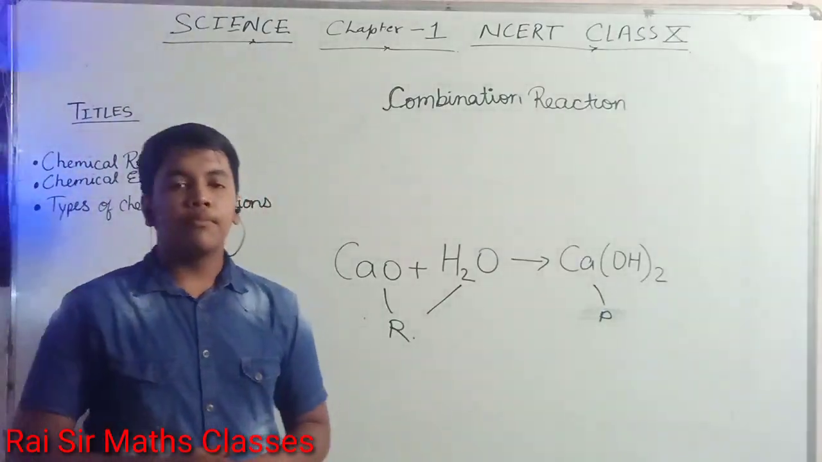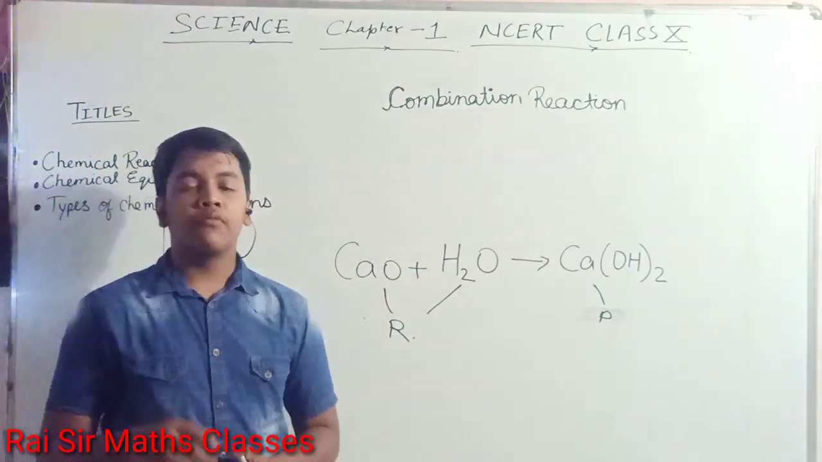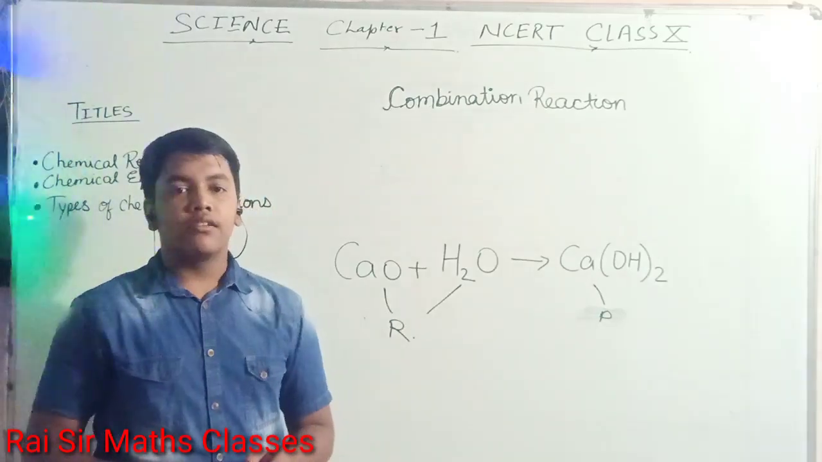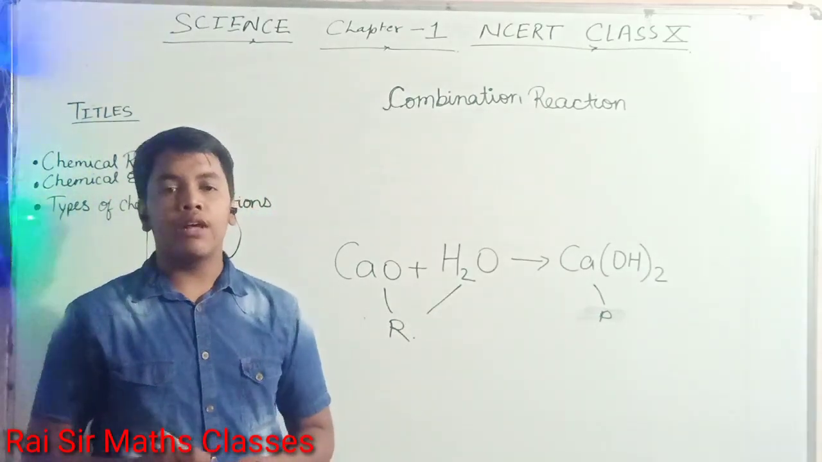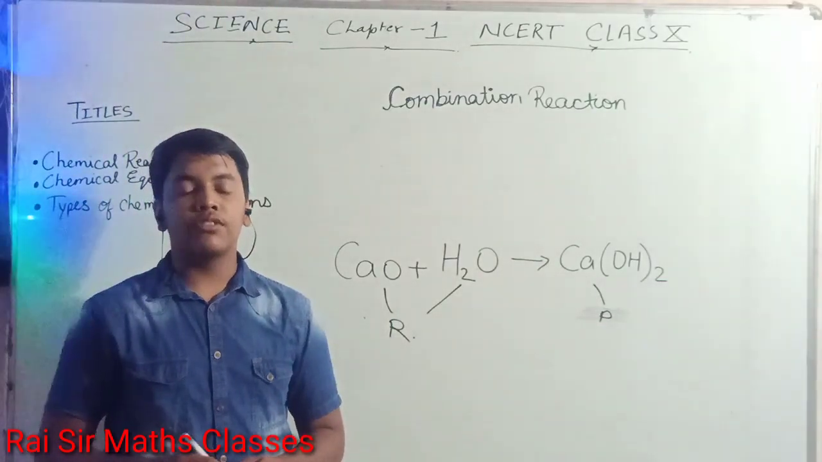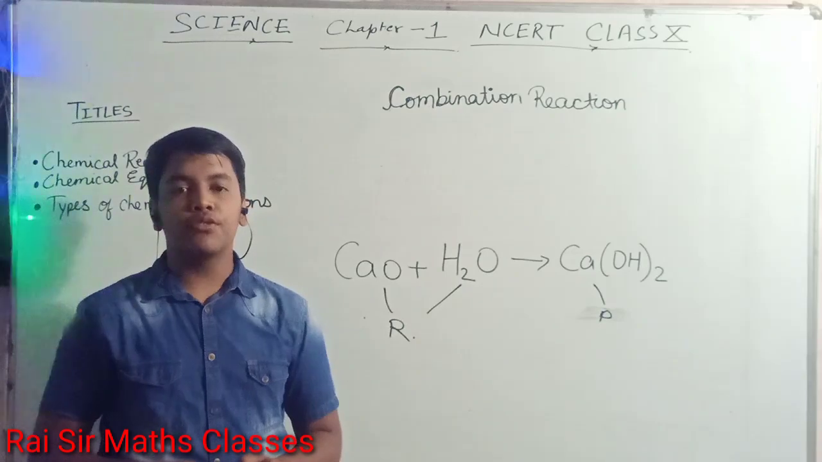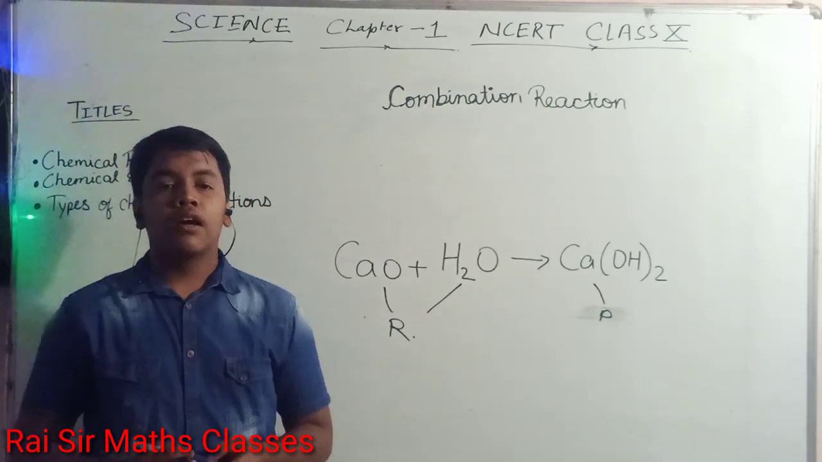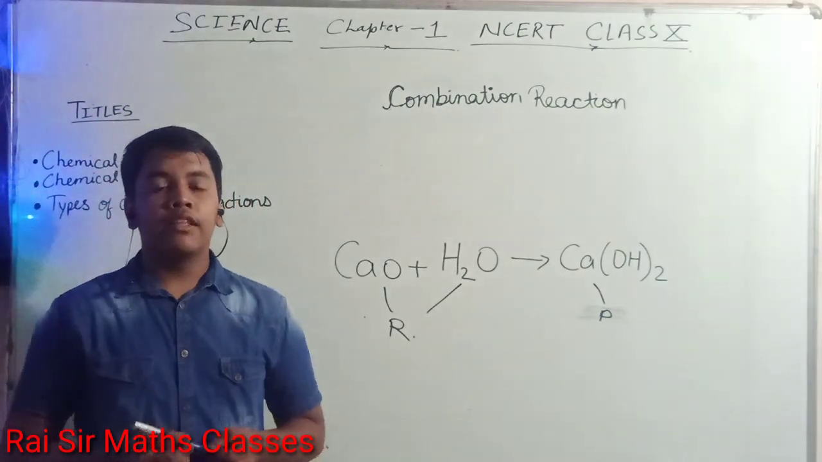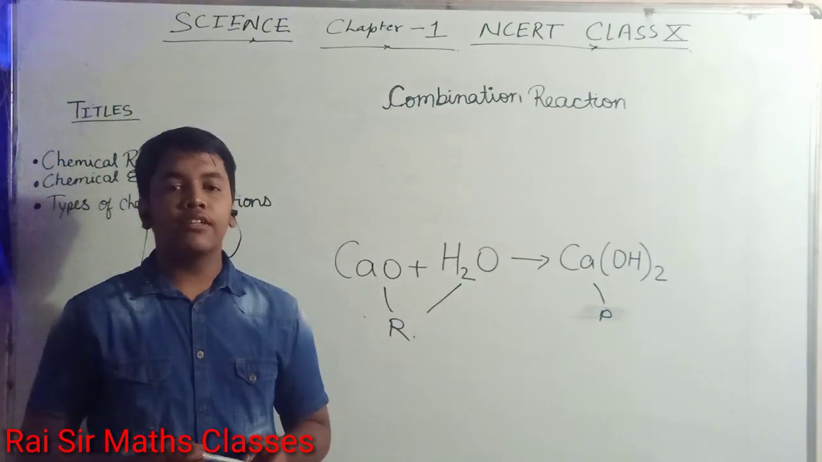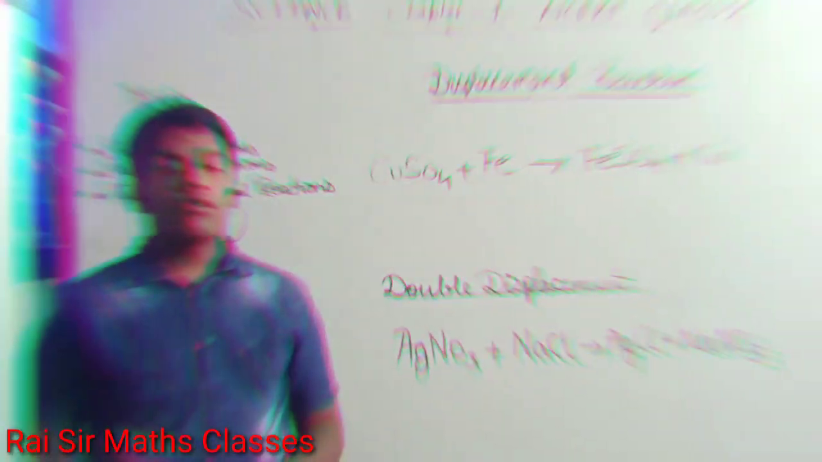There are many more examples in our daily life. We drink water. Water is also an example of a combination reaction. In water, there are two elements, that is oxygen and hydrogen. Oxygen and hydrogen combine in a ratio of 1:8 to give a particle of water. Now the second example is carbon dioxide. In carbon dioxide, two reactants, that is carbon and oxygen, react to form carbon dioxide.